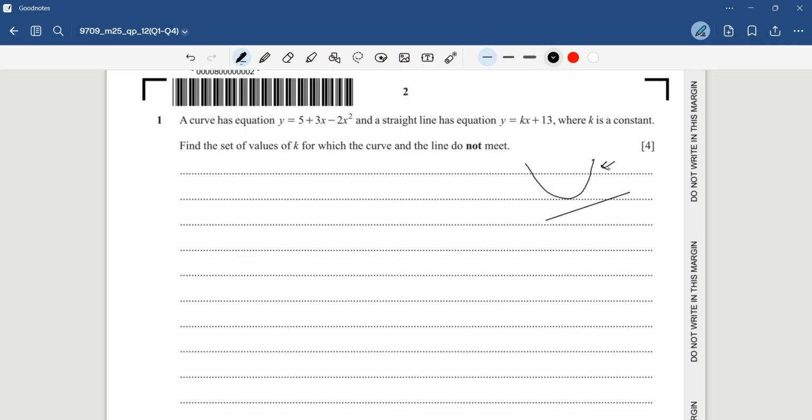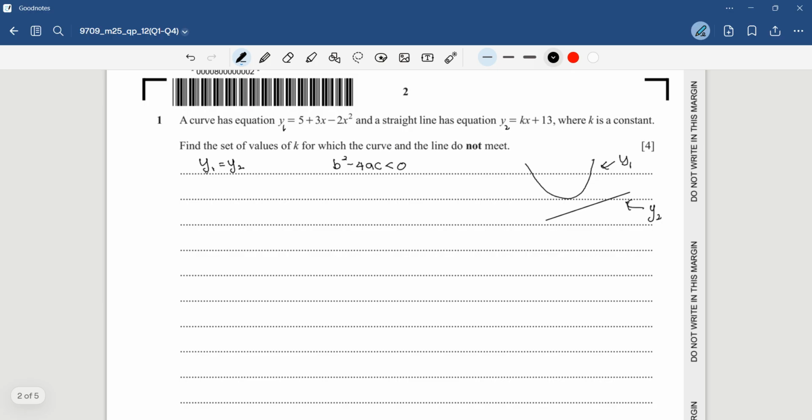we just let my curve equal to y1 and the line equal to y2. What we are going to do is equate y1 to y2, and since they do not meet, we use b squared minus 4ac less than 0 and then solve for k. So we begin with this.